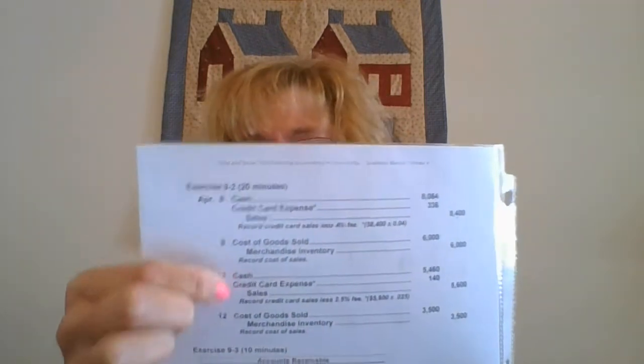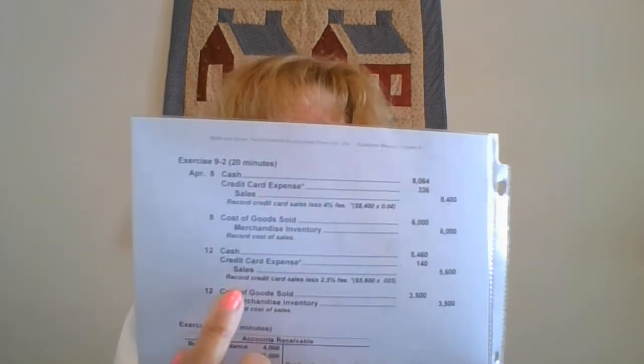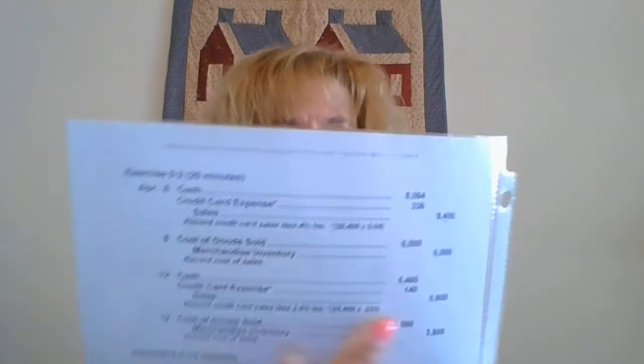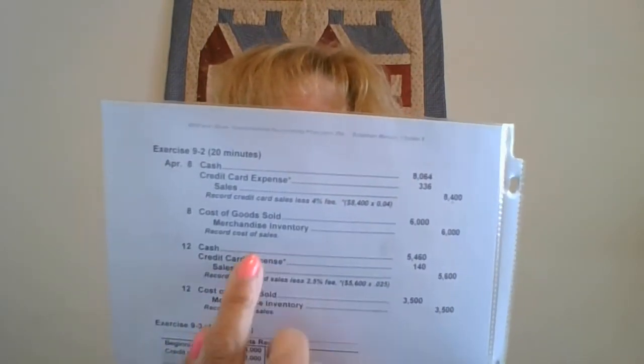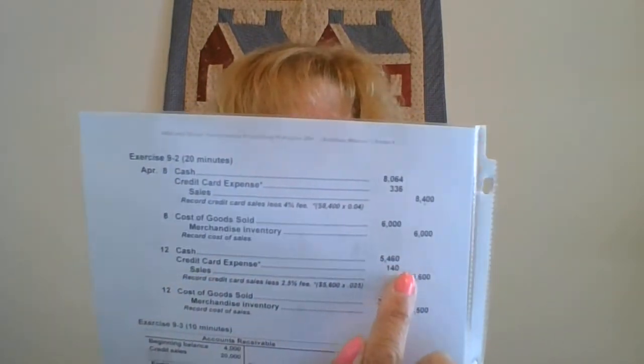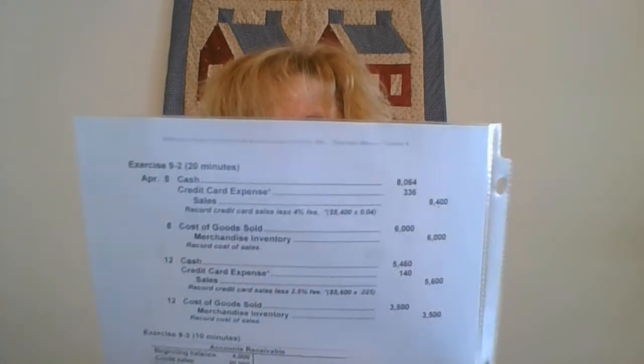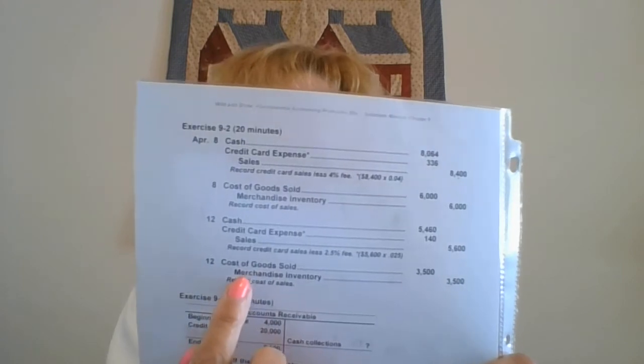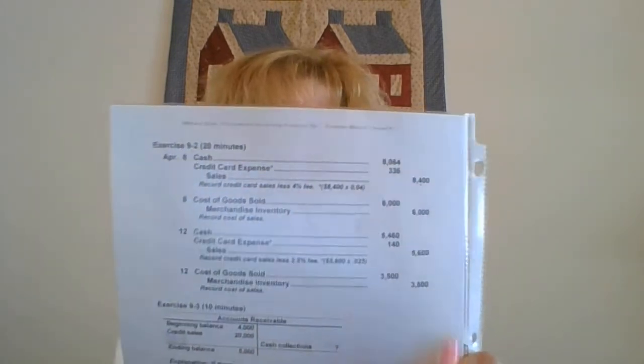And then this is another one here as well, where we do get the cash. And then we have the sales here of 5,600, sorry. And then the percent for the credit card expense, that's your debit. And then you have your difference, which is your cash. Record the sale, cost of goods sold, and your merchandise inventory. This is, again, the wholesale part at 3,500. So that's what you're going to journalize for your credit card sales.